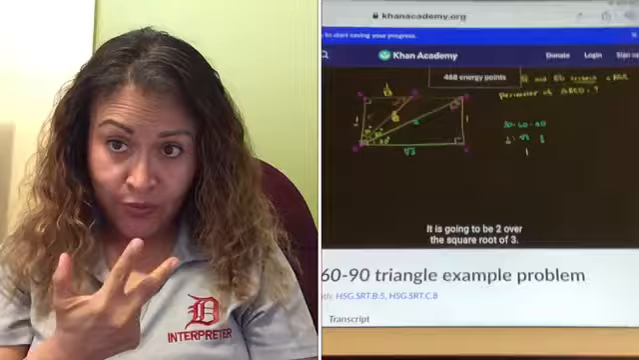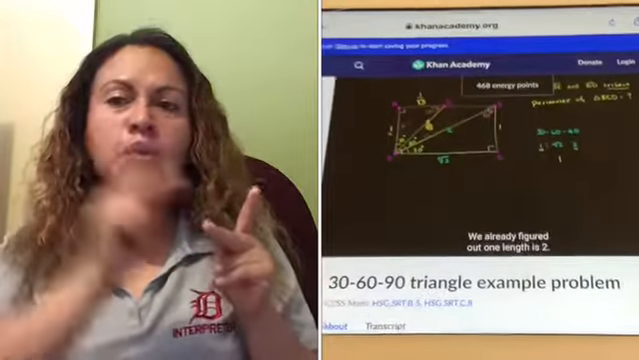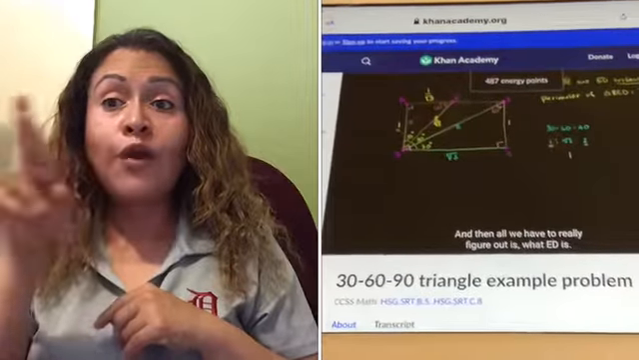So we're doing pretty good. We have to figure out the perimeter of this inner triangle right over here. We already figured out one length is 2. We figured out another length is 2 square roots of 3. And then all we have to really figure out is what ED is.